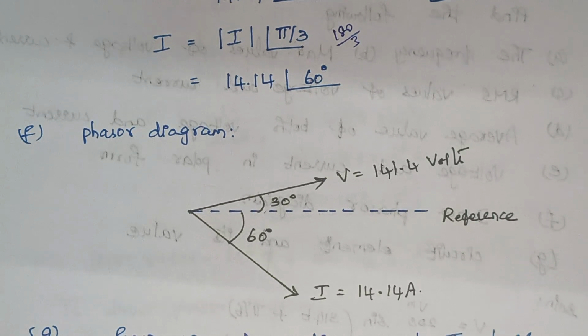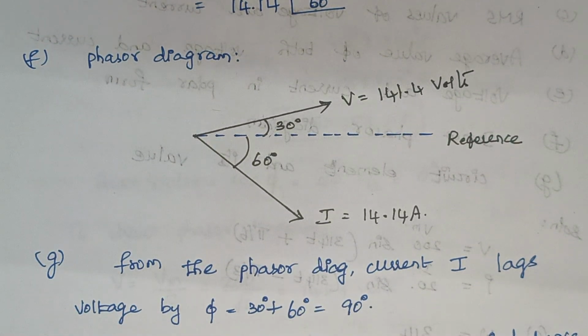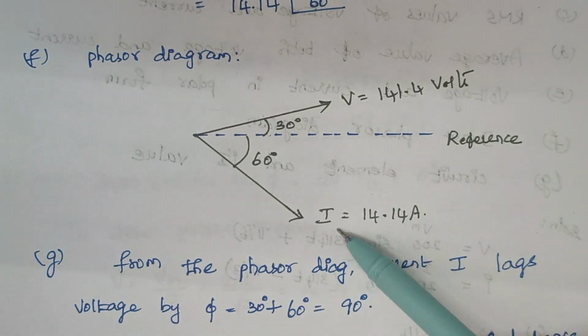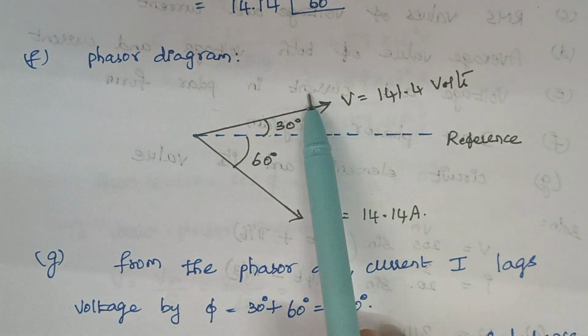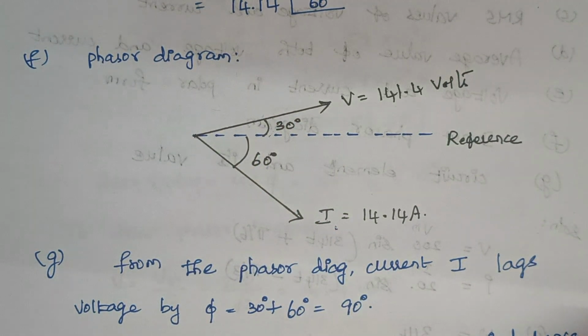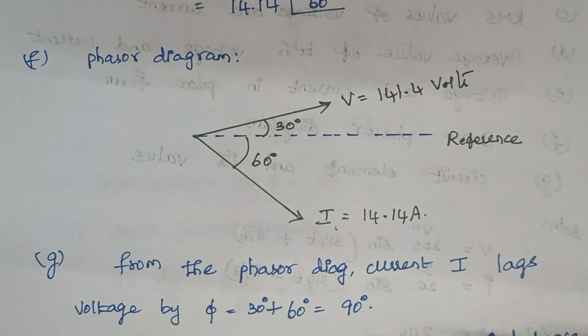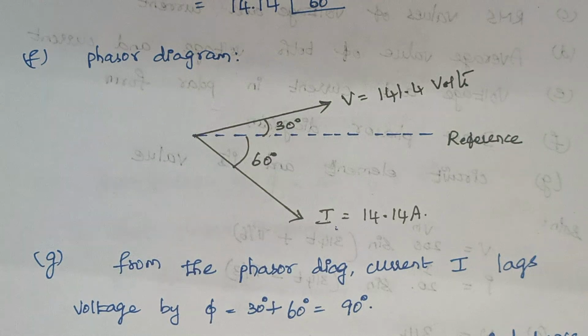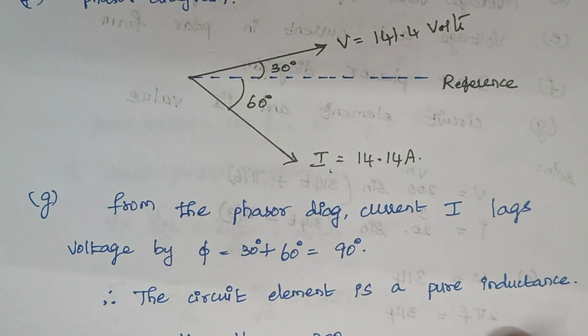Now the next thing is to find how we know that this circuit has inductance in it. From the phasor diagram, what happens to the current? The current lags the voltage by 90 degrees. Whenever current lags the voltage, the circuit element is an inductor. In other words, this circuit has only inductance in it, so the circuit element is a pure inductance.